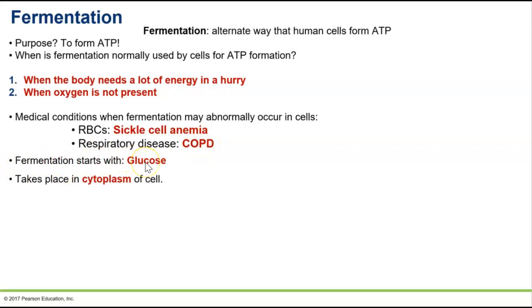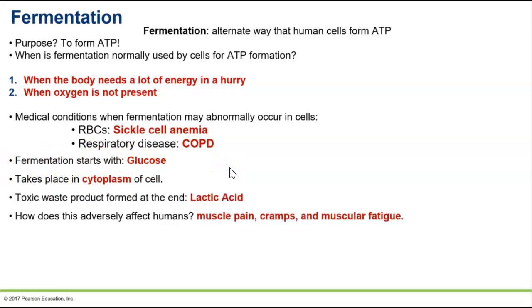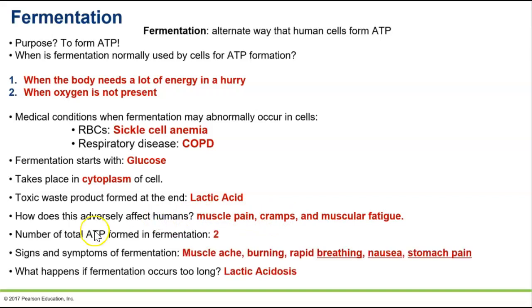Fermentation always starts with glucose. It takes place in the cytoplasm. The toxic waste product formed at the end is lactic acid. This can adversely affect humans because there will be muscle pain in the area that the lactic acid is building up, cramps, and muscular fatigue. Only 2 ATP are formed from fermentation.